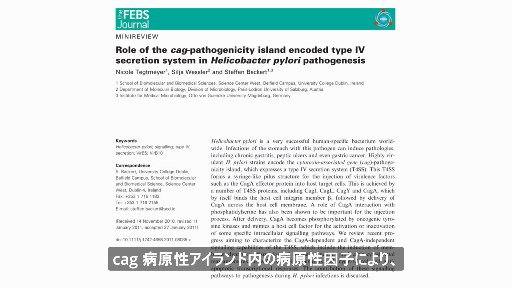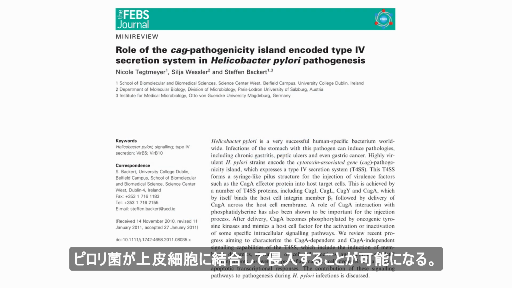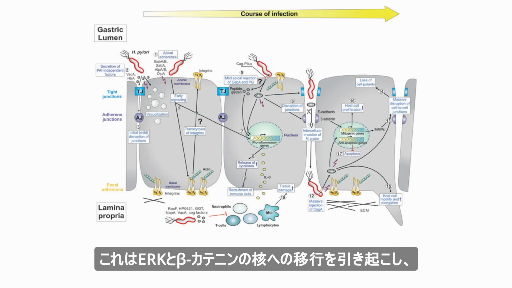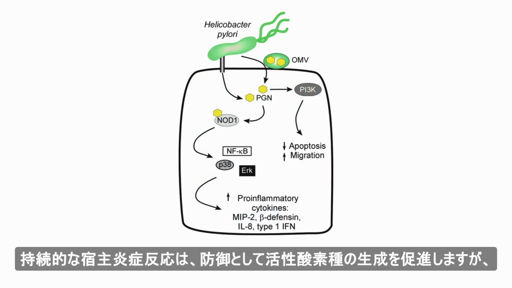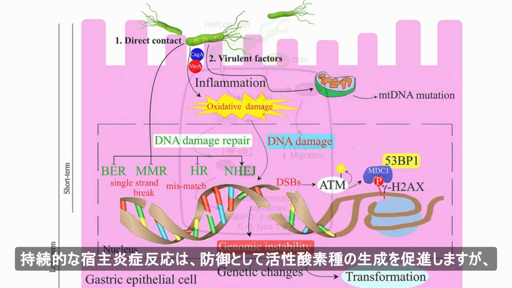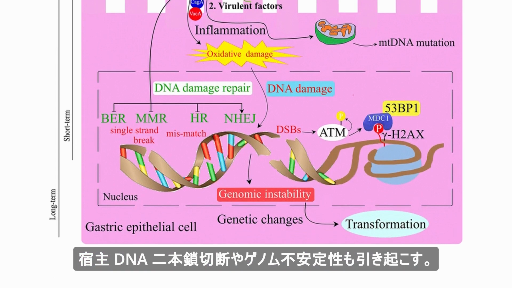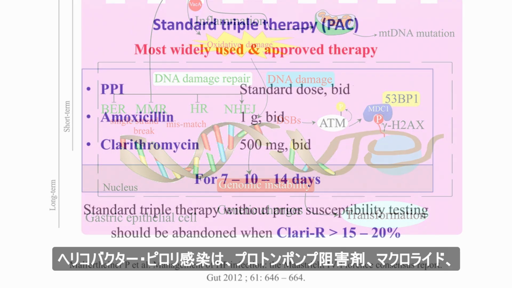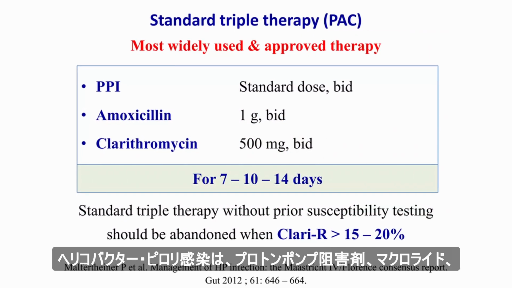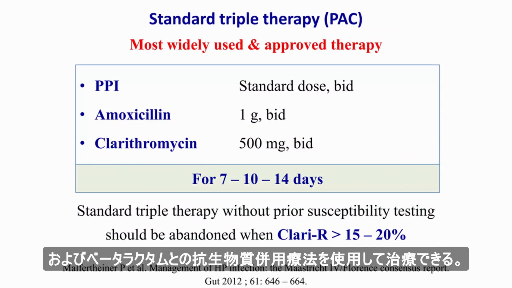Virulence factors within the CAG pathogenicity island allow H. pylori to bind to and enter epithelial cells. This triggers translocation of ERK and beta-catenin to the nucleus, which promotes abnormal cell proliferation. Persistent host inflammatory responses promote production of reactive oxygen species as a defense, but also cause host DNA double-stranded breaks and genomic instability. H. pylori infection can be treated using antibiotic combination therapy with a proton pump inhibitor, a macrolide, and a beta-lactam.